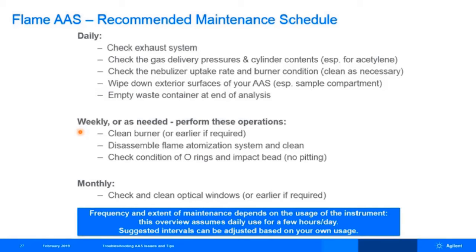Then on a weekly basis, or perhaps as necessary, you can clean both the burner and the flame atomization system. And while you're doing that, you should inspect the components, particularly the impact bead, but especially the condition of all the O-rings in the flame atomization and burner system, to make sure that they're in good condition. If they have any nicks or damage, or if they're stretched, then you should replace them immediately. Otherwise, they won't do their job. They won't give you a good seal.